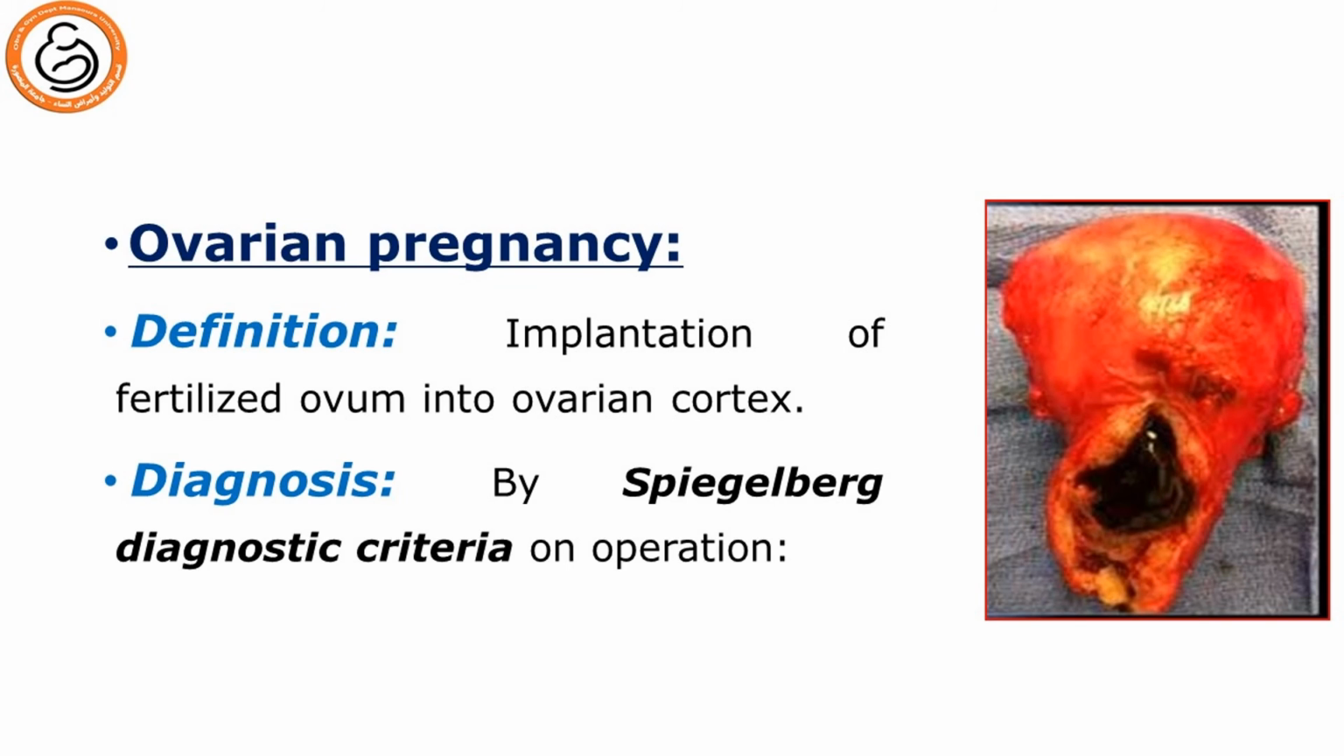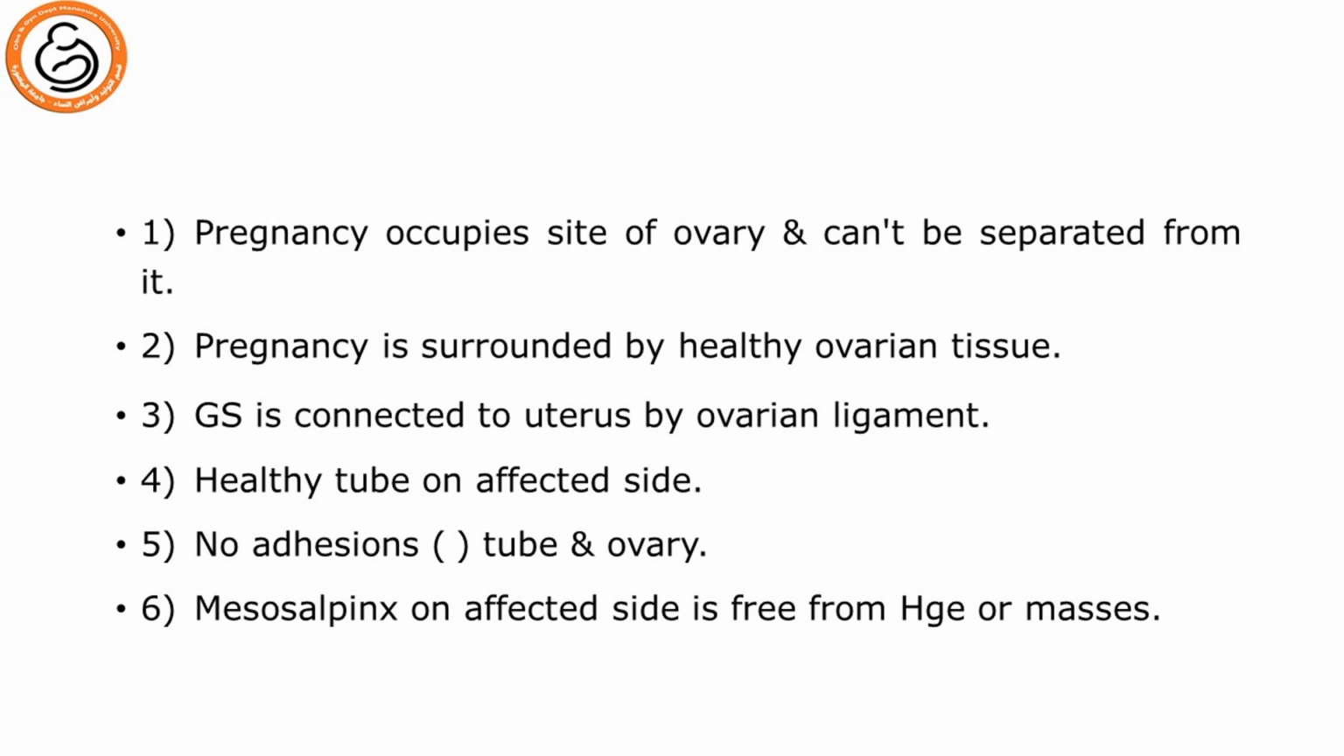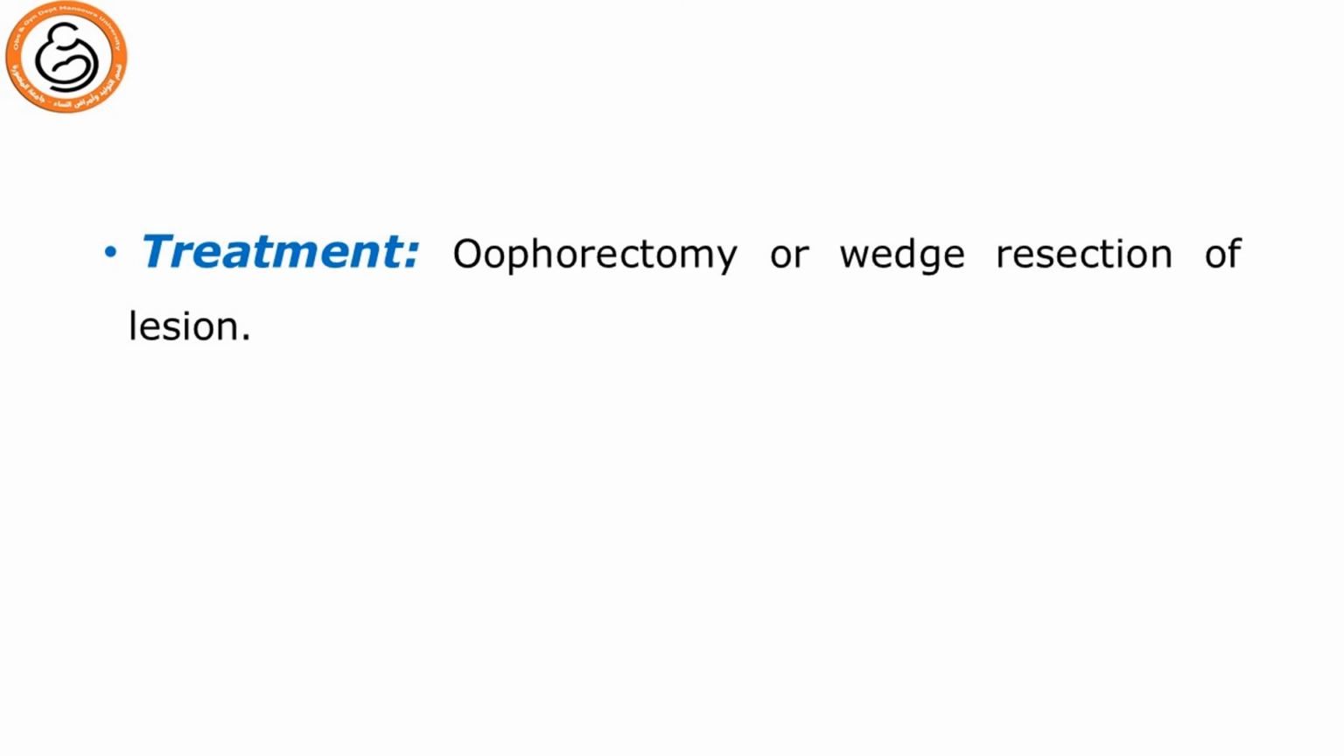Next, ovarian pregnancy. Definition: there is implantation of fertilized ovum into the ovarian cortex, diagnosed by what's called Spiegelberg's diagnostic criteria on operation. Spiegelberg criteria include: the pregnancy occupies the site of the ovary and cannot be separated from it; the pregnancy is surrounded by healthy ovarian tissue; the gestational sac is connected to the uterus by the ovarian ligament; a healthy tube on the affected side with no adhesions between the tube and the ovary; and the mesocervix on the affected side is free from hemorrhage or masses. If we find these criteria at the time of operation, we diagnose ovarian ectopic pregnancy. For the treatment, oophorectomy or wedge resection of the affected part of the ovary will manage the condition.